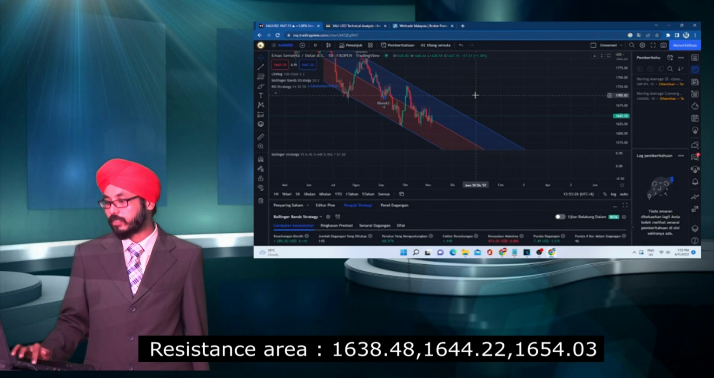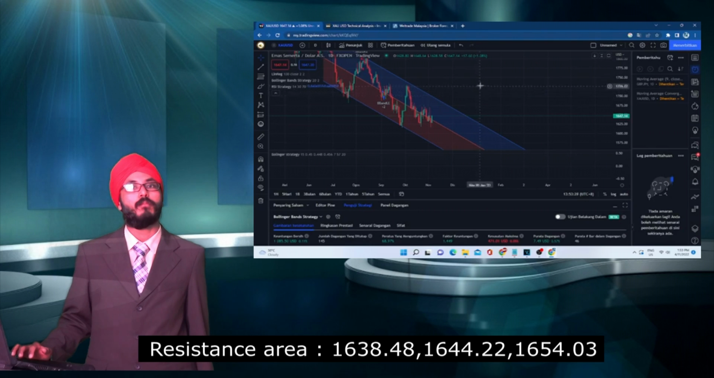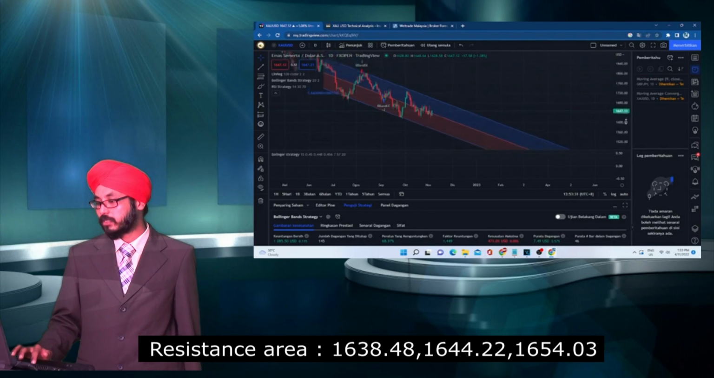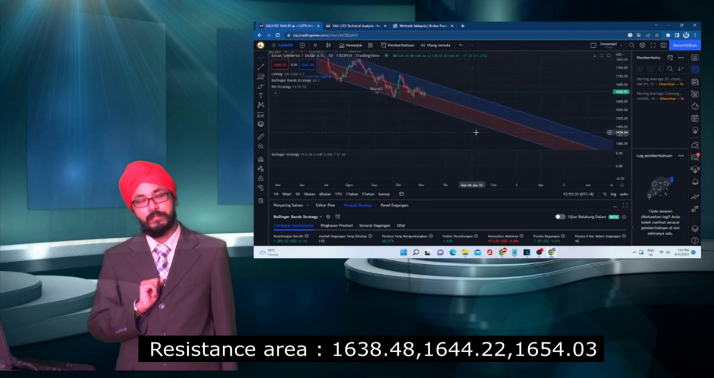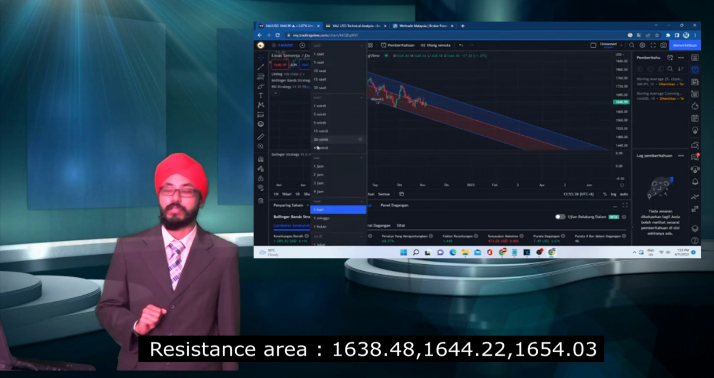Moving forward with our resistance points, based on Fibonacci, our resistance 1 is 1638.40. Our resistance 2 is 1644.42. And our resistance 3 is 1654.03. These are the support and resistance points we have.